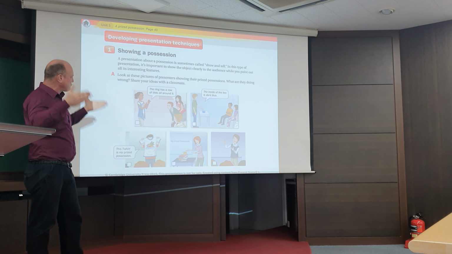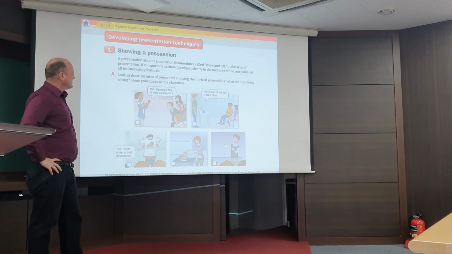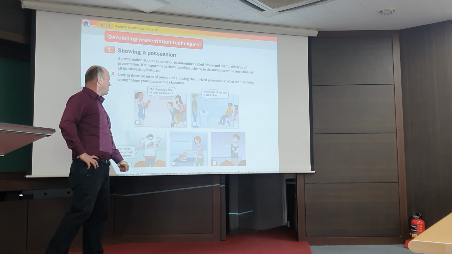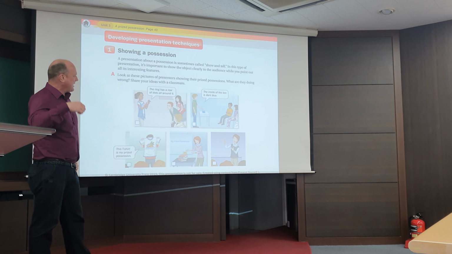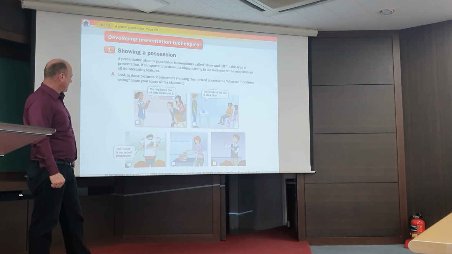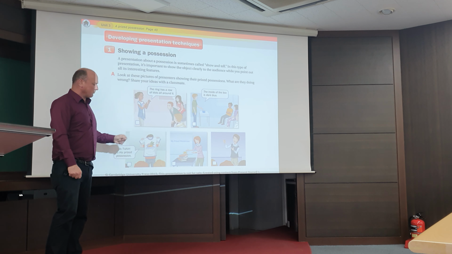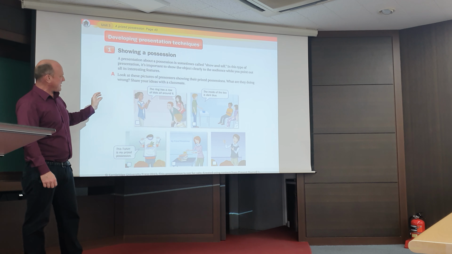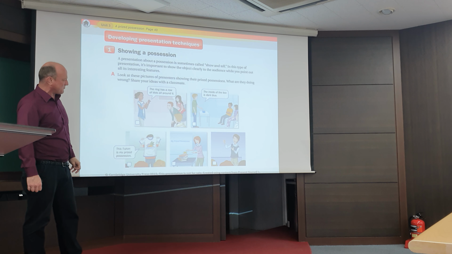Look at these pictures of presenters showing their prized possessions. What are they doing wrong? Share your ideas with a classmate. Okay, so the ring has a row of dots all around it. The inside of the box is dark blue. They're doing something wrong. The ring has a row of dots all around it. The inside of the box is dark blue.